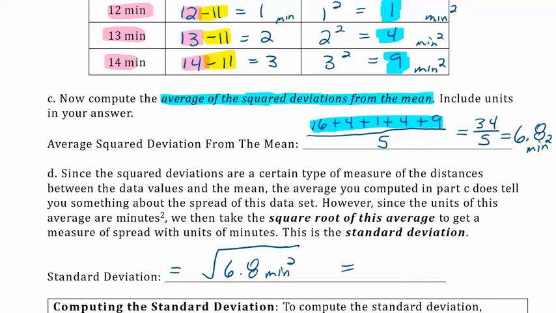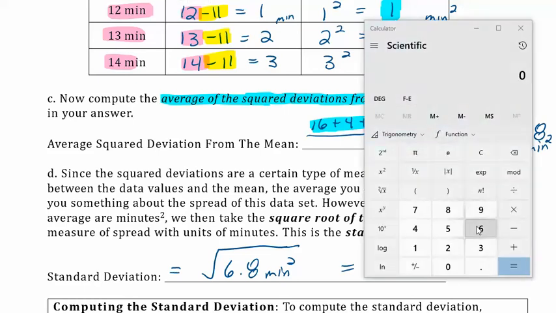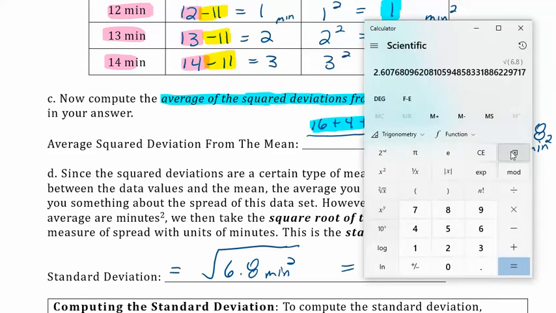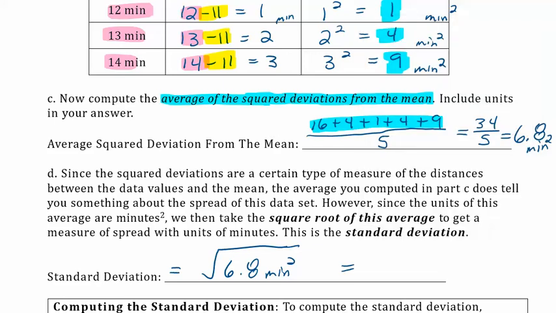Well, we're going to punch the square root of 6.8 into our calculator. Let's see what we get here. 6.8 square root. On this calculator, I have to punch it in that way. Most of your calculators, you hit the square root and then the 6.8. So let's round this to the nearest hundredth. So let's say 2.61. And then the square root of minutes squared would just be minutes. So 2.61 minutes is what we call our standard deviation.